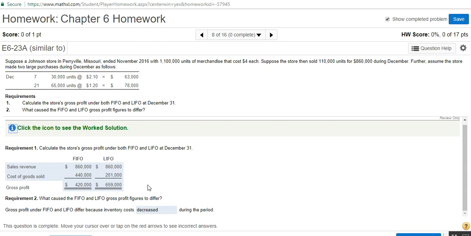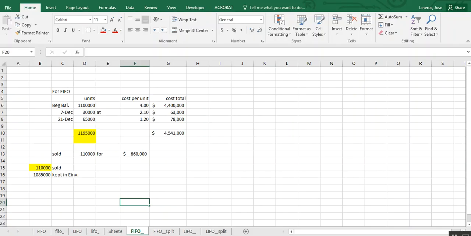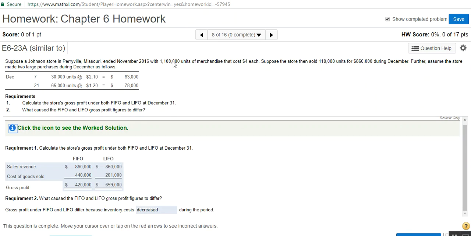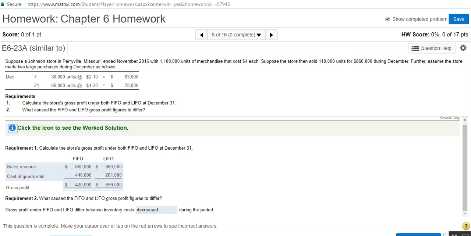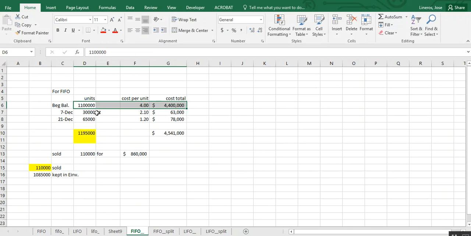Once again, like in all our cases here, what we want to do is set up our rectangle. Please remember that the rectangle begins with the beginning balance. So we're looking at December, but we come in with the beginning balance of 1,100,000 units at $4. So let's go to our familiar stress-reducing rectangle. There's 1,100,000 at $4, right there. And then the rest is just the cost layers, 30,000 at 210 and 65,000 at 120.